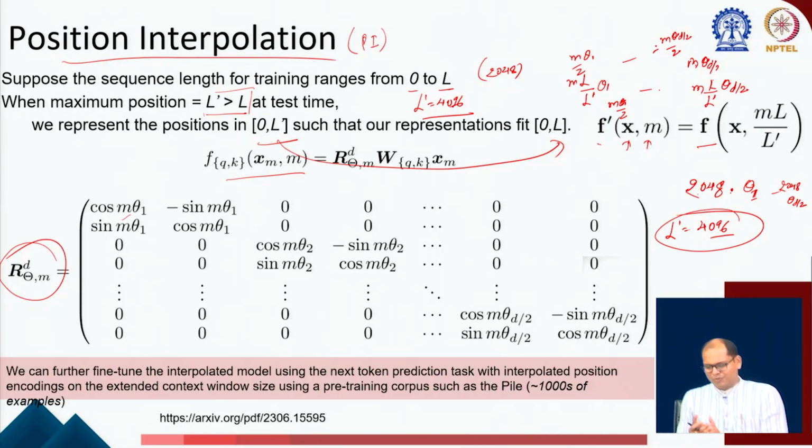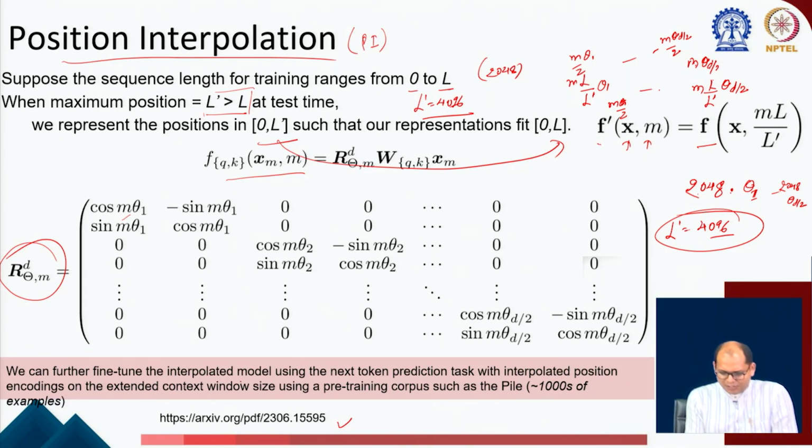So, if the sequence length increases by twice, you change your rotation, you divide the rotation by 2. And what they have shown in this paper is that once you do that, it is better if you further do a little bit of fine tuning, so that the model learns how to work with this slightly different notation.